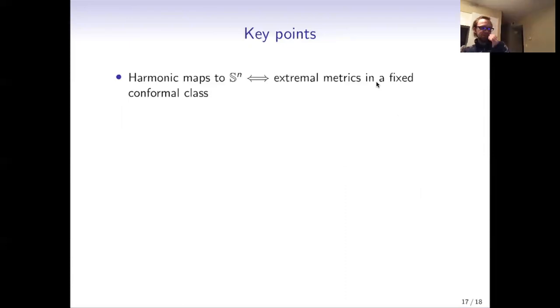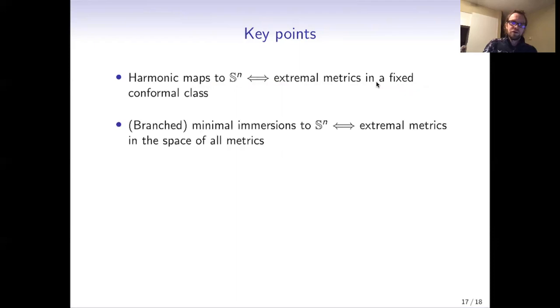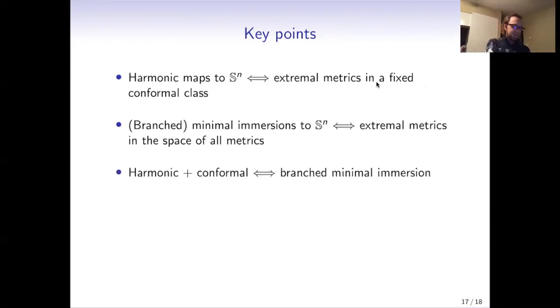So what did we learn today in this video? Harmonic maps to spheres correspond to extremal metrics in a fixed conformal class. Branched minimal immersions to spheres correspond to extremal metrics in the space of all metrics. This was the cornerstone of the second video, something we used throughout the second video. And this is the key part: for surfaces, harmonic plus conformal is the same as branched minimal.